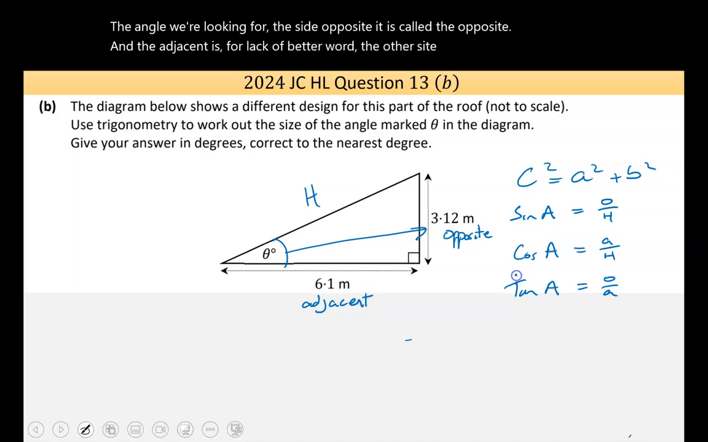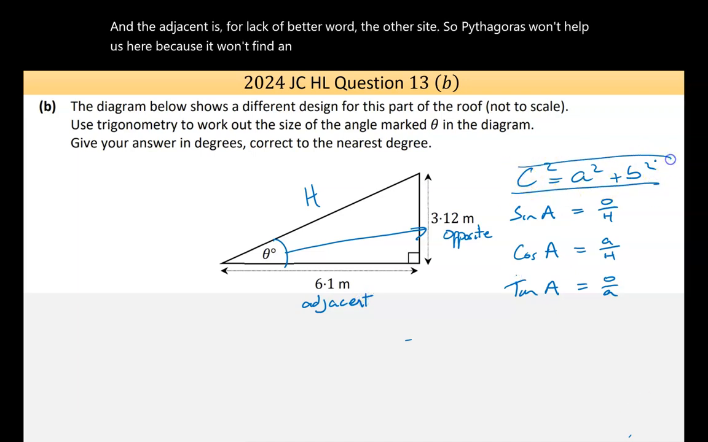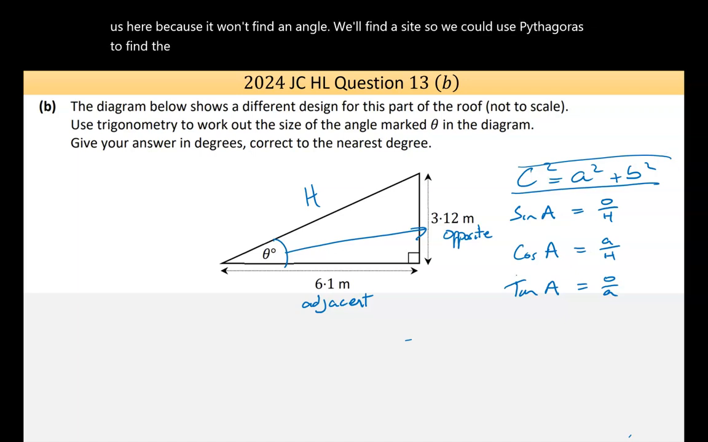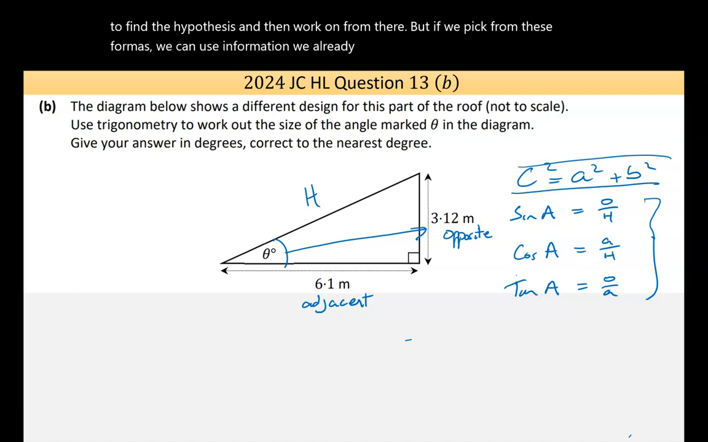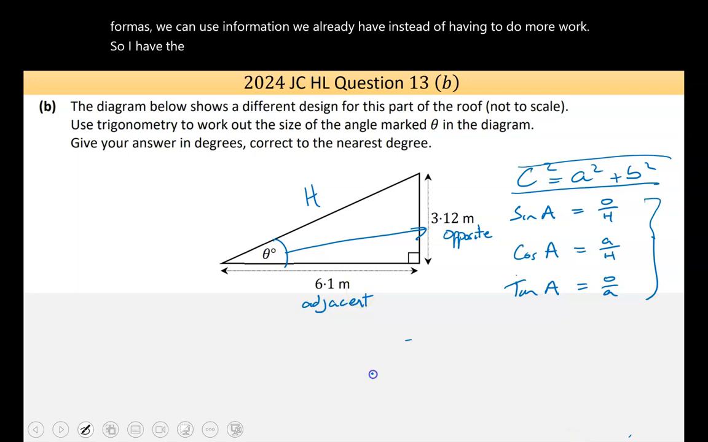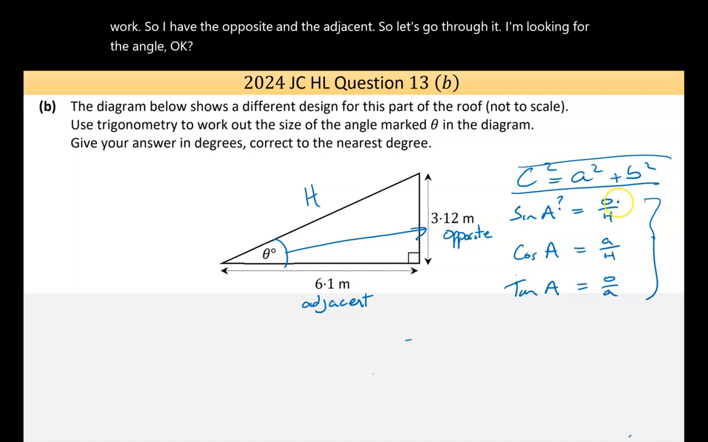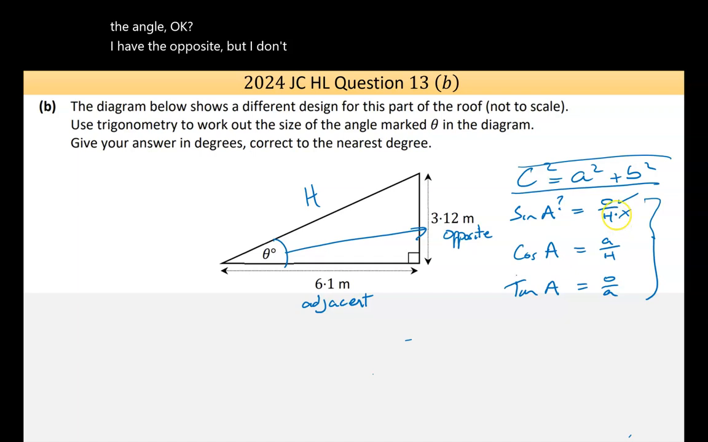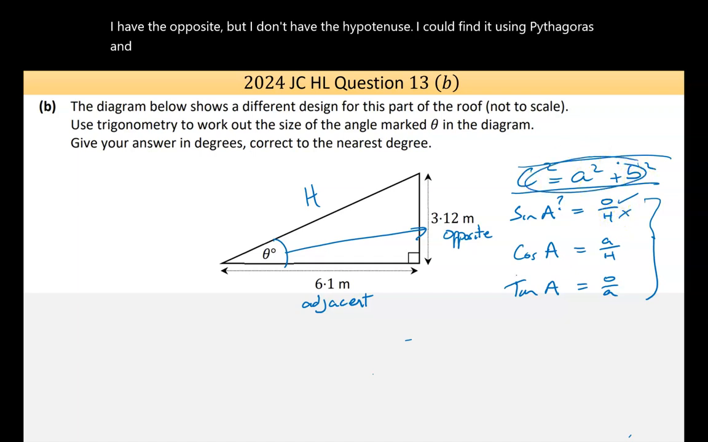So Pythagoras won't help us here because it won't find an angle, it'll find a side. So we could use Pythagoras to find the hypotenuse and then work on from there. But if we pick from these formulas, we can use information we already have instead of having to do more work. So I have the opposite and the adjacent. So let's go through it. I'm looking for the angle. Okay. I have the opposite, but I don't have the hypotenuse. Now I could find it using Pythagoras and then use sine, but that's more work.